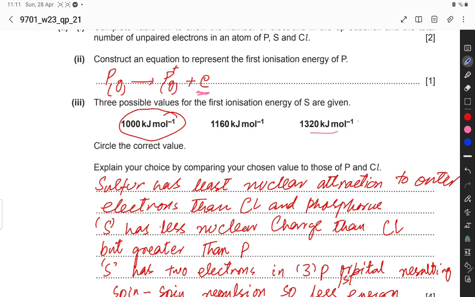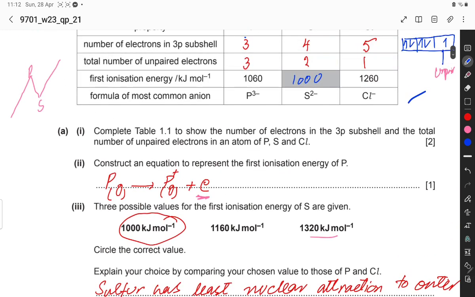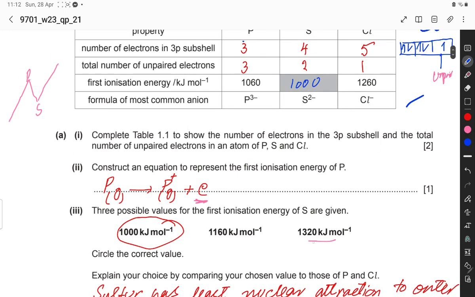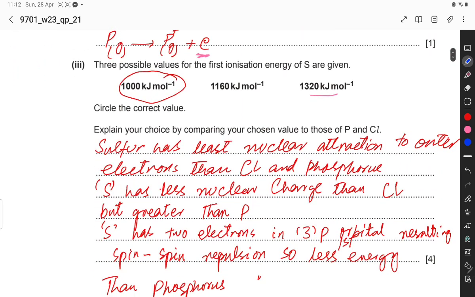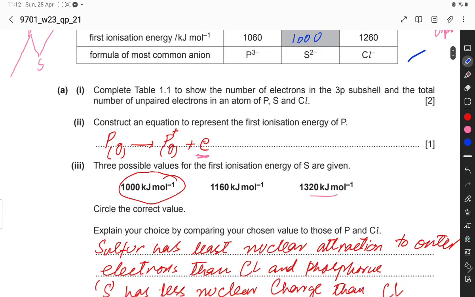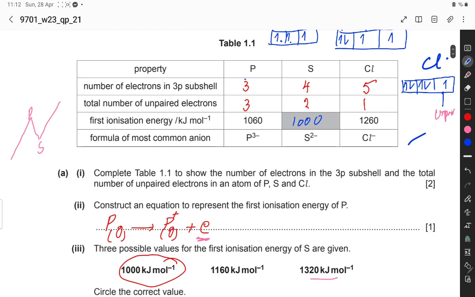3 possible values for the first ionization energy of sulfur are given: 1000 kilojoule per mole, 1160 kilojoule per mole and 1320 kilojoule per mole. As in the table, 1160 to 1320 is not possible. So sulfur has 1000 kilojoule per mole, lower than phosphorus and lower than chlorine. So this is in between phosphorus and chlorine.